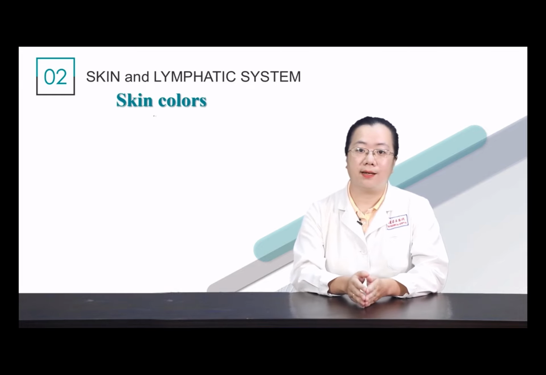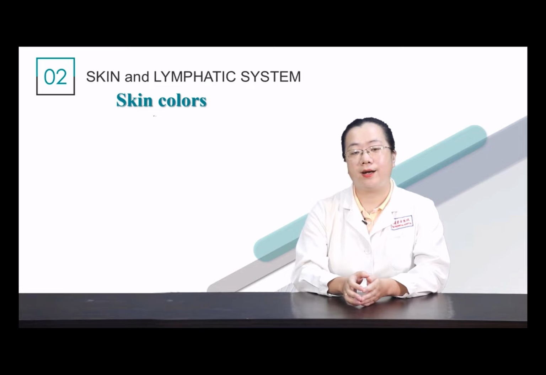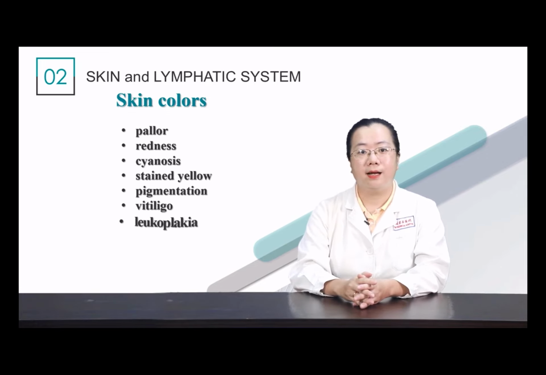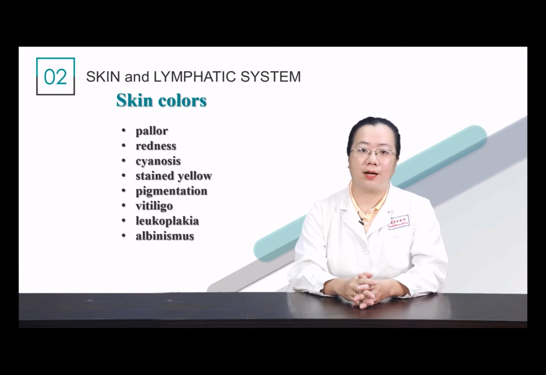First, let's talk about the color. There are several abnormal colors of the skin, which mainly are pallor, redness, cyanosis, stained yellow, pigmentation, vitiligo, leukoplakia, and albinismus. And the most commonly seen abnormal colors in clinical work are pallor, cyanosis, and stained yellow. These three abnormal colors are also the key points in today's lesson.